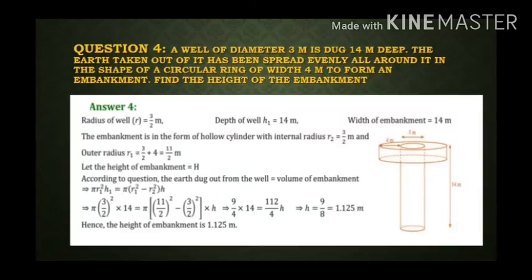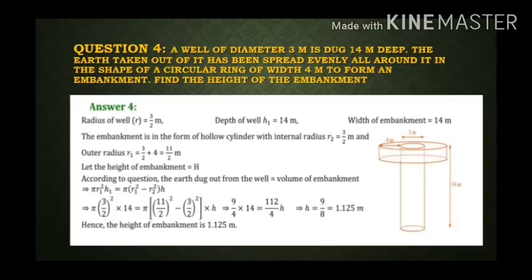Now question number 4. A well of diameter 3 meter is dug 14 meter deep. The earth taken out of it has been spread evenly all around it in the shape of a circular ring of width 4 meter to form an embankment. Find the height of the embankment.